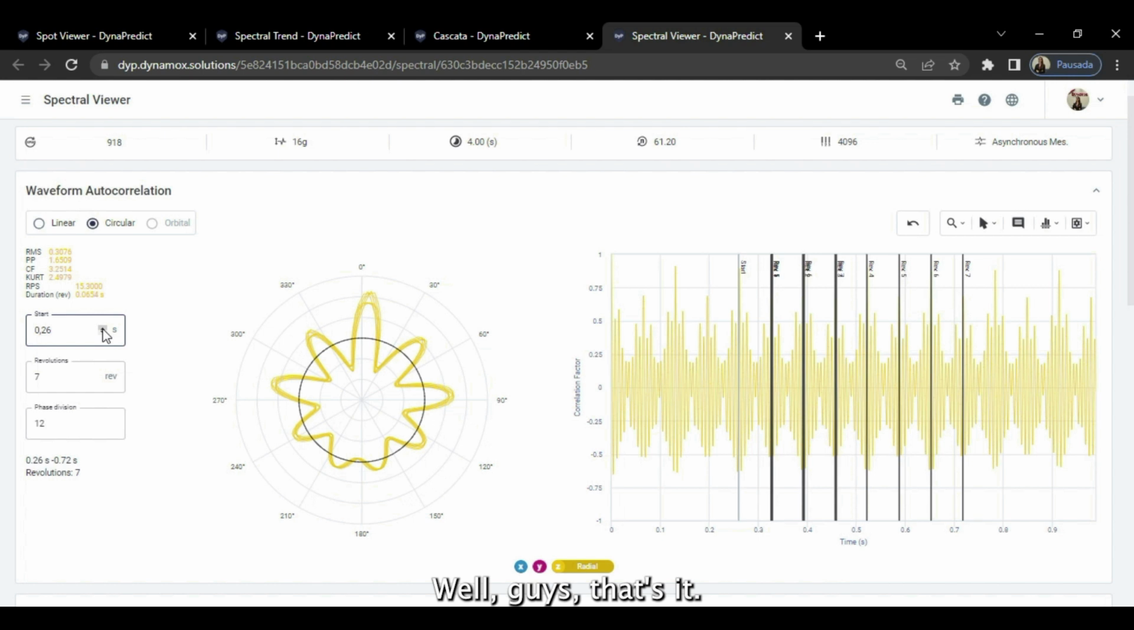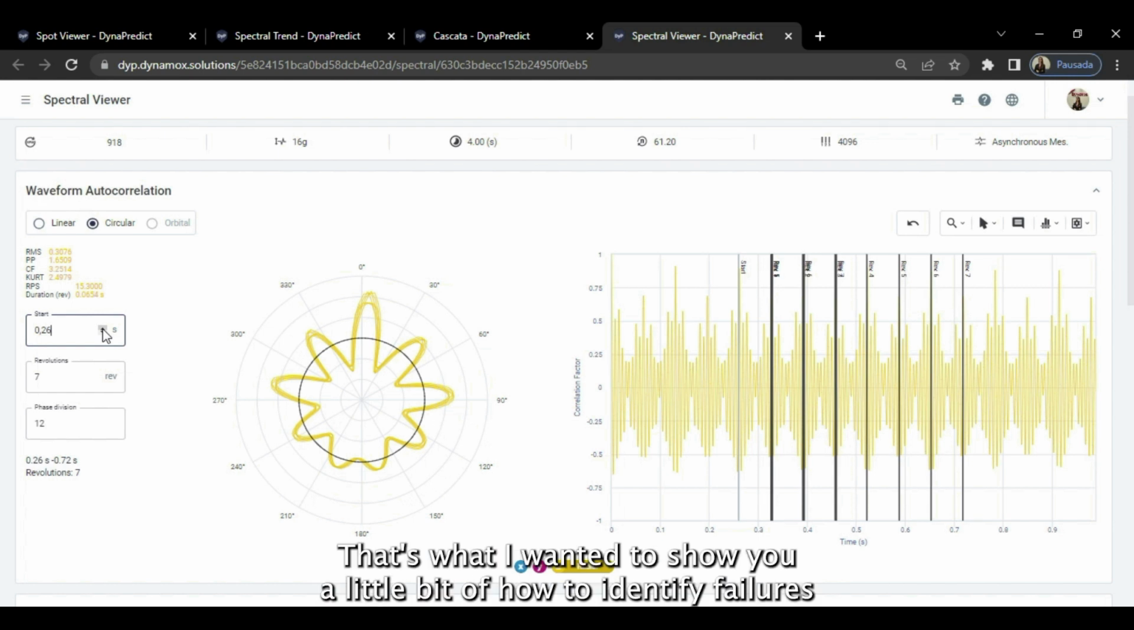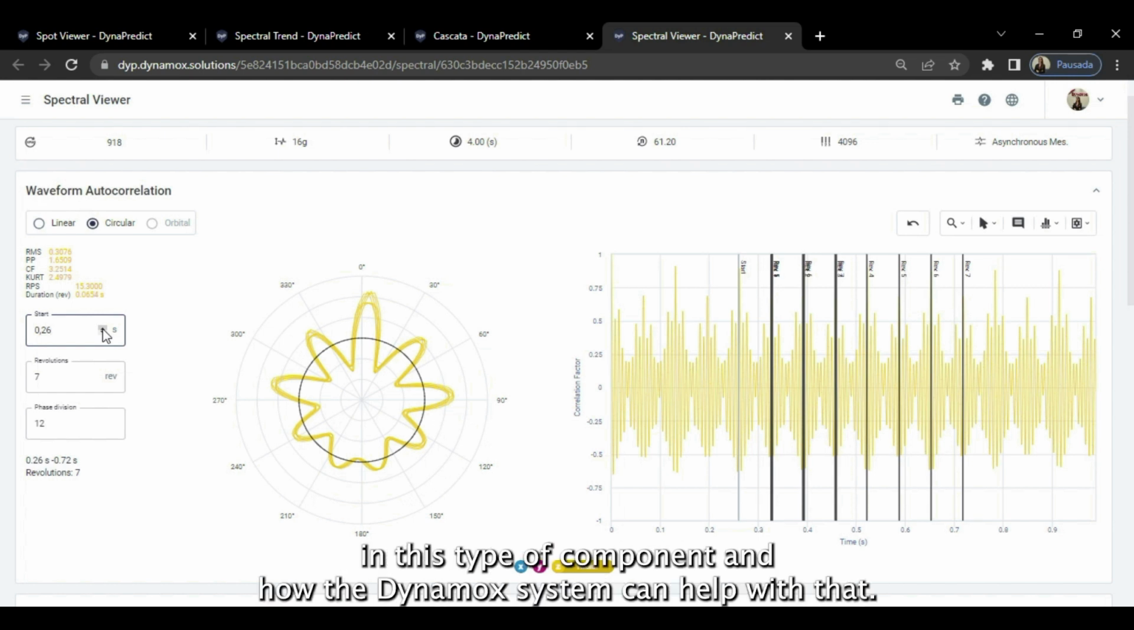Well, guys, that's it. That's what I wanted to show you, a little bit of how to identify failures in this type of component and how the Dynamox system can help with that.